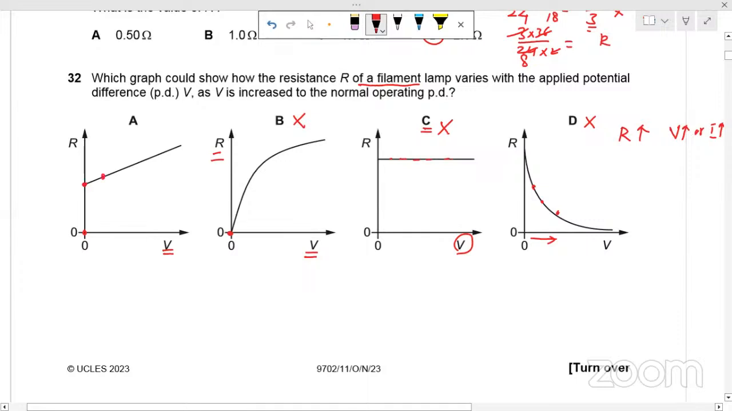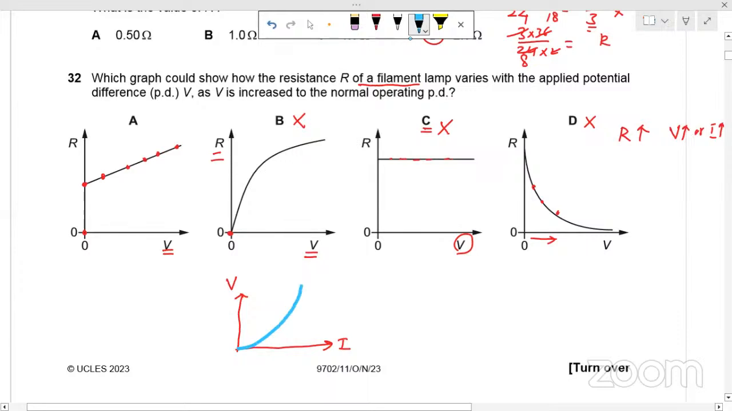But as you increase voltage, the resistance of the filament lamp increases. Don't try to mix this graph with the V over I graph in case of a filament lamp. If you have V on the vertical axis and I on the horizontal axis, then the gradient of this graph will represent resistance and the gradient should increase, and then the graph would be like this.